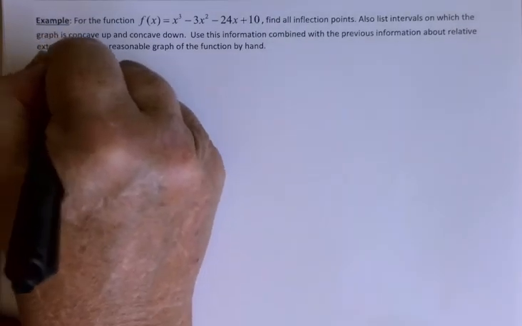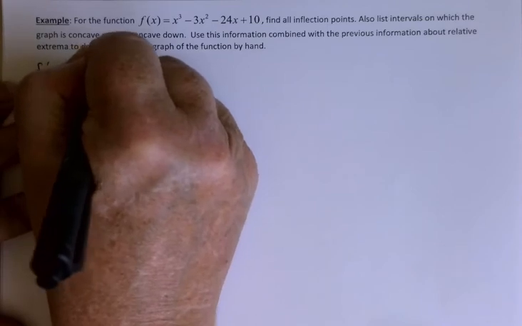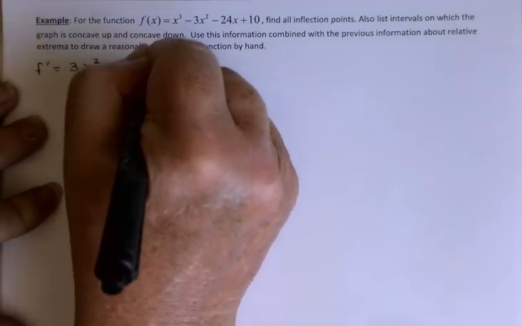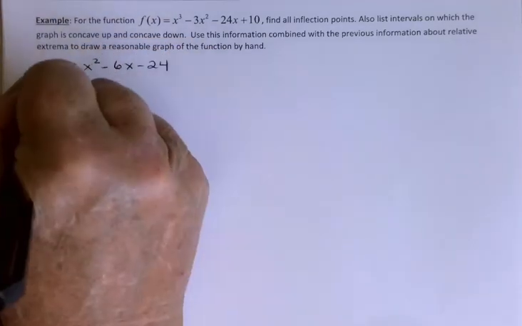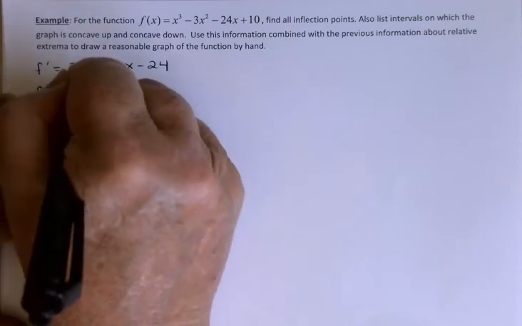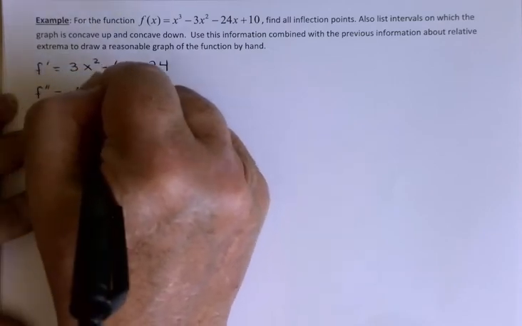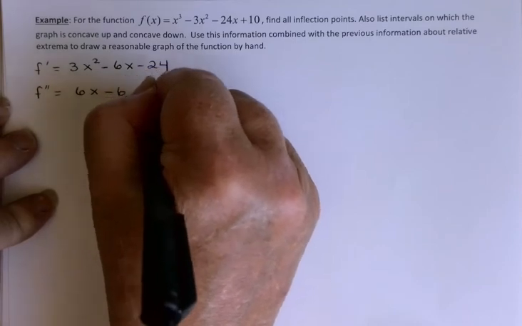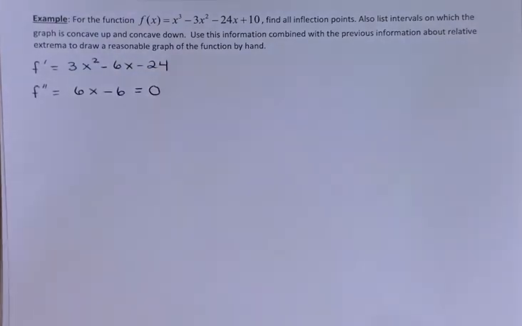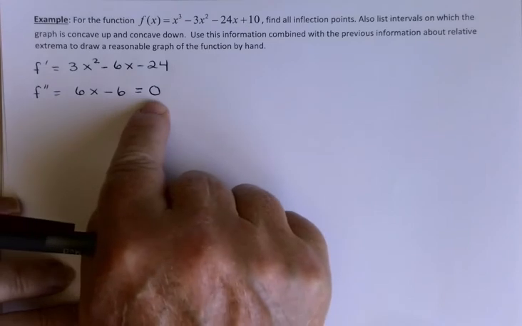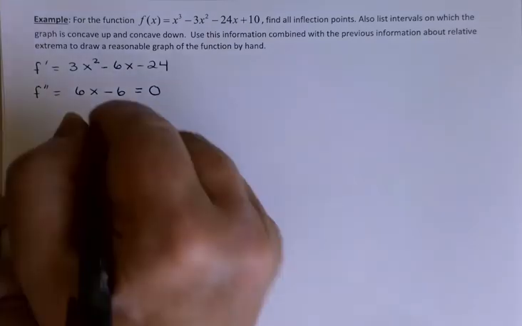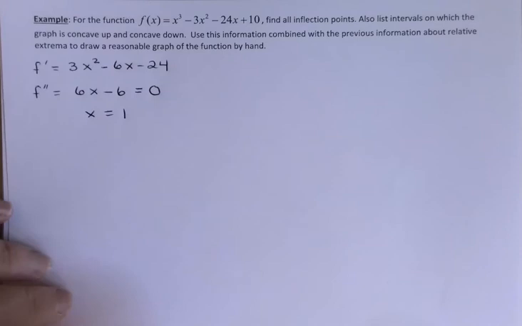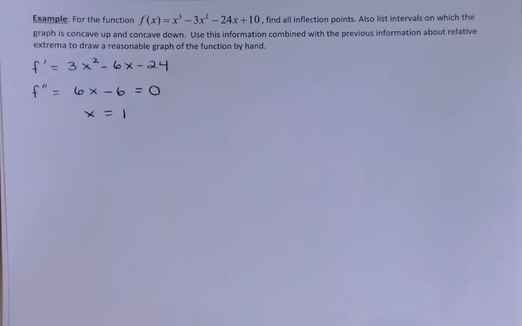So just as a reminder, the derivative was 3x squared minus 6x minus 24. So my second derivative is going to be 6x minus 6. Again, I don't have to worry about that being undefined. So my critical values will occur when that second derivative is equal to 0, which would be when x is equal to 1. So I only have one critical value for the second derivative.